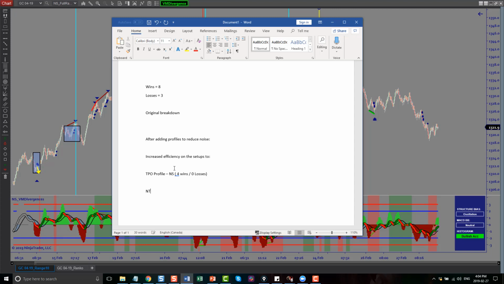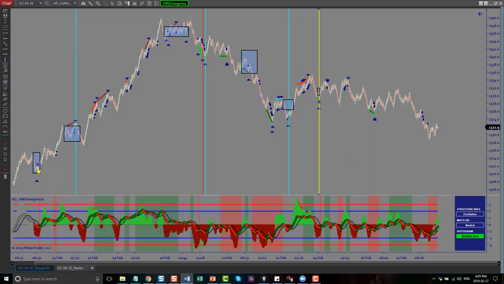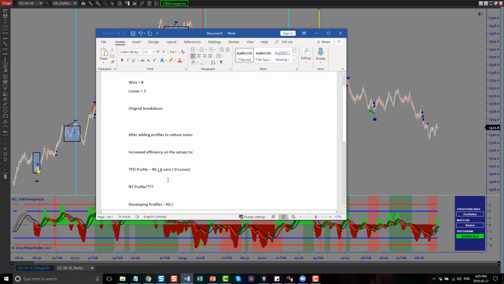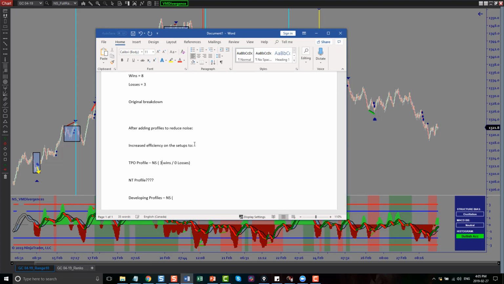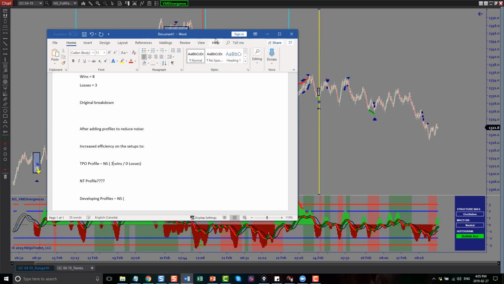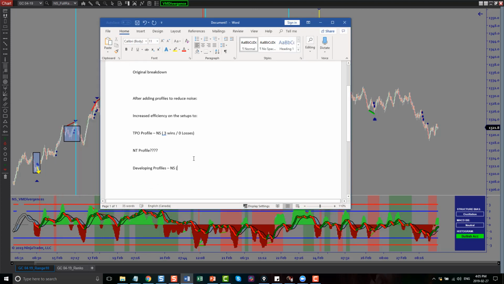Using the NinjaTrader profile, we can't backtest because we can only use current time profiles. Using the developing profiles, which is also NeuroStreet software, we had right here 1, 2, 3, 4 trades, so 3 wins, 1 loss. And we could have easily said this could have been 3 wins, because I'm going to assume that we didn't take that yellow trade. I'm going to really reduce the system and be as real as possible. Let's say we had 4 trades, so we had 3 wins, 1 loss. You see what I'm saying here, guys?